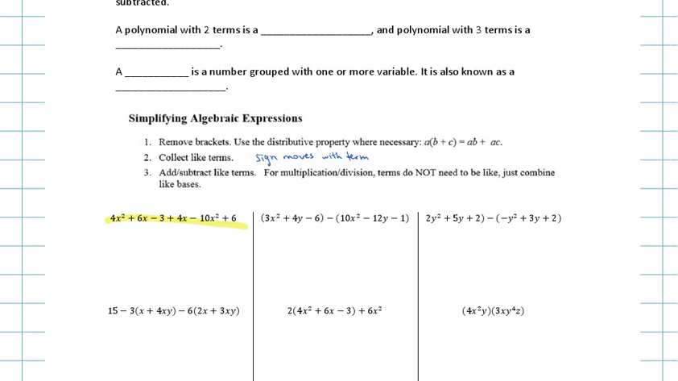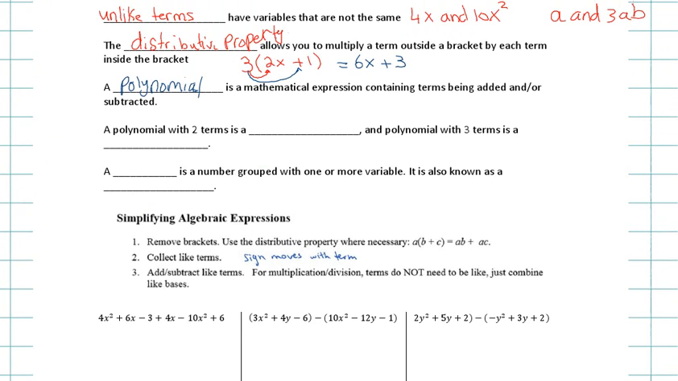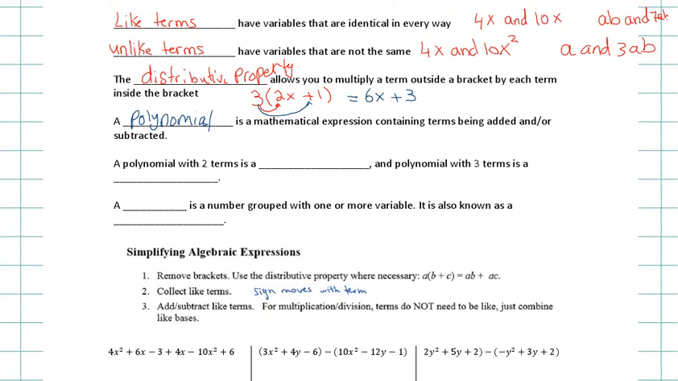Now, there are some polynomials that have unique names. A polynomial with two terms is called a binomial. Bi means two. We call it a binomial because it only has two terms. If you look at this right here, 6x plus 3, this is a binomial because it only has two terms that are added together.